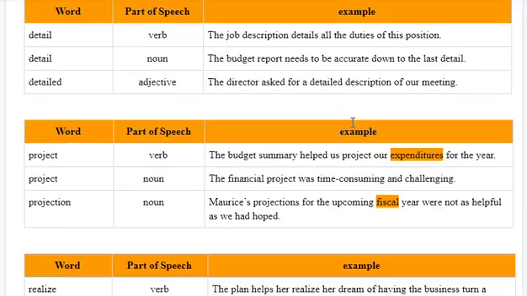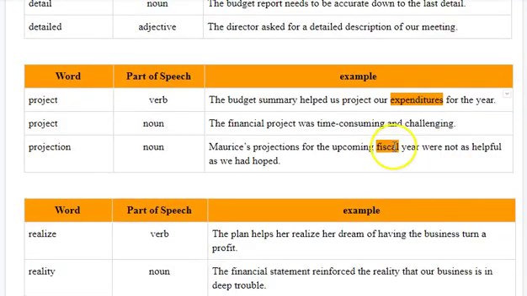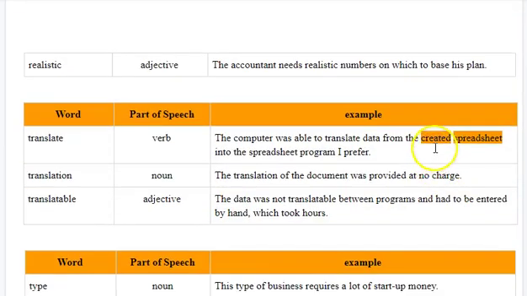Okay, kindly say expenditures. Expenditures. Fiscal. Fiscal. Created. Created. Spreadsheet. Spreadsheet.